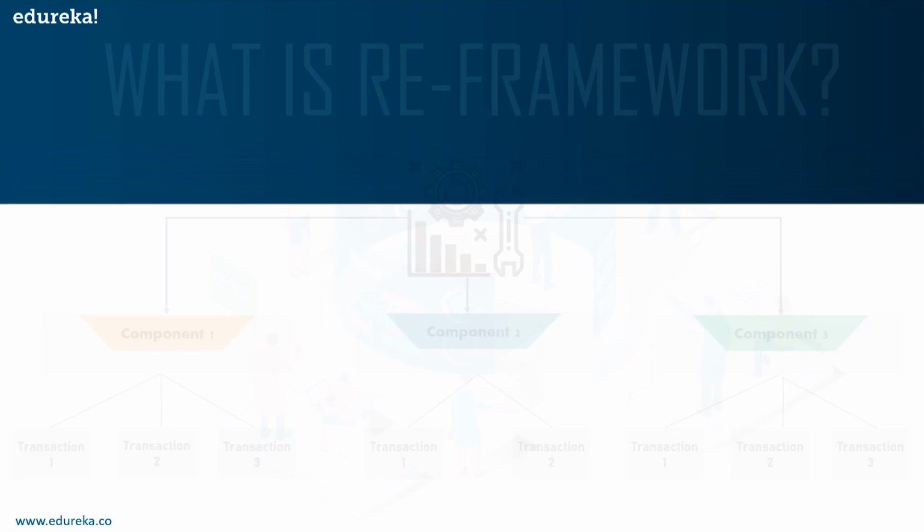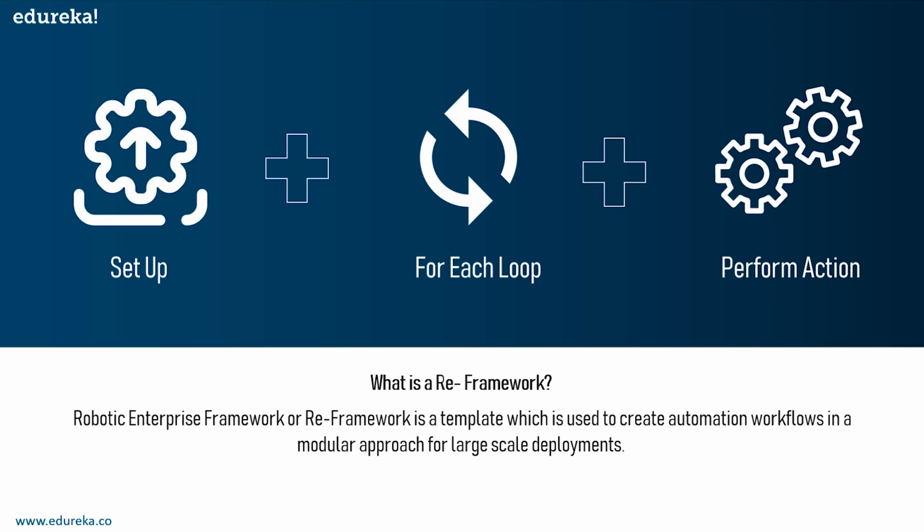If you're wondering where does ReFramework come into the picture, then let me tell you that the Robotic Enterprise Framework, or the RE framework, is a template which is used to create automation workflows in a modular approach for large-scale deployments. So basically, it is used to set up the project configuration for each and every loop to perform a set of actions. When you start working on RE framework, you'll understand that you'll set up a set of actions for each and every loop. So basically, those set of actions will iterate for each and every loop.